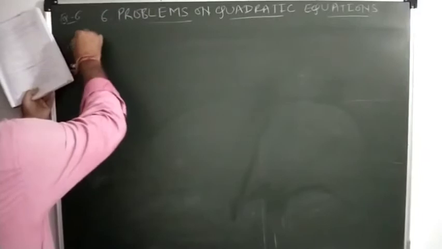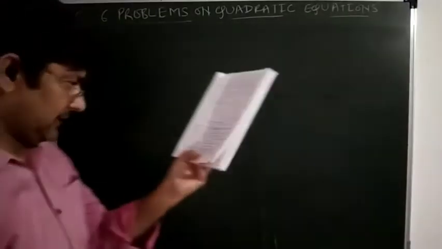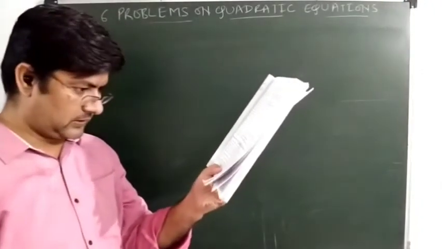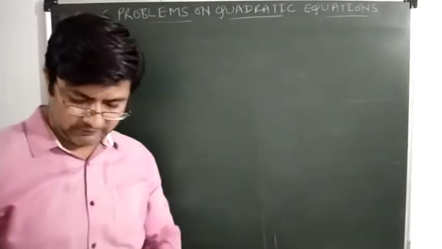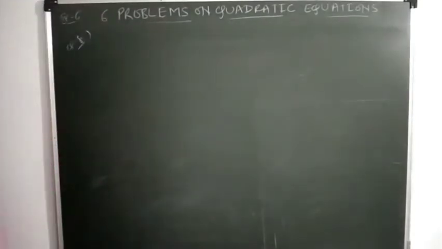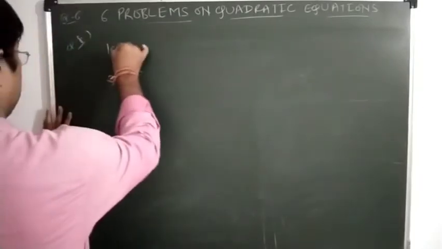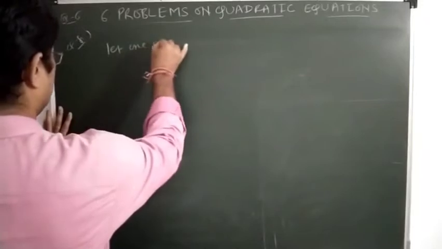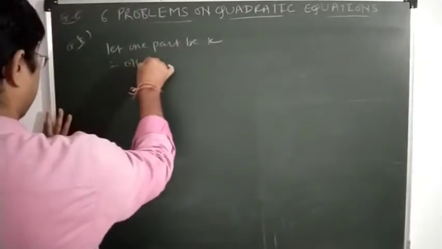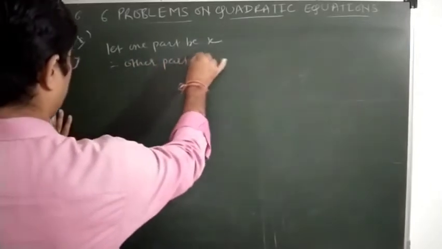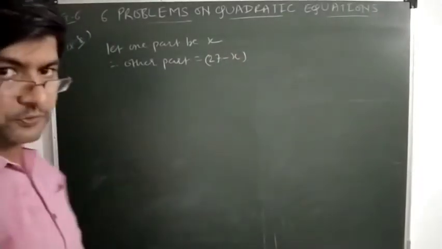Okay, question number 8. Divide 27 into 2 parts such that the sum of their reciprocals is 3 upon 20. We have to divide 27 into 2 parts. Okay, so let one part be x, and therefore the other part will be obviously 27 minus x, because we have to divide 27 into 2 parts.